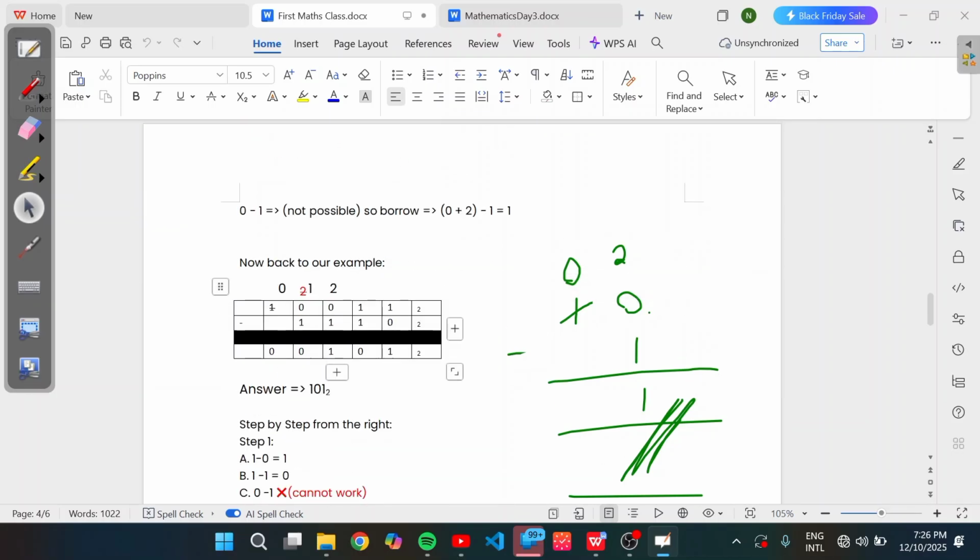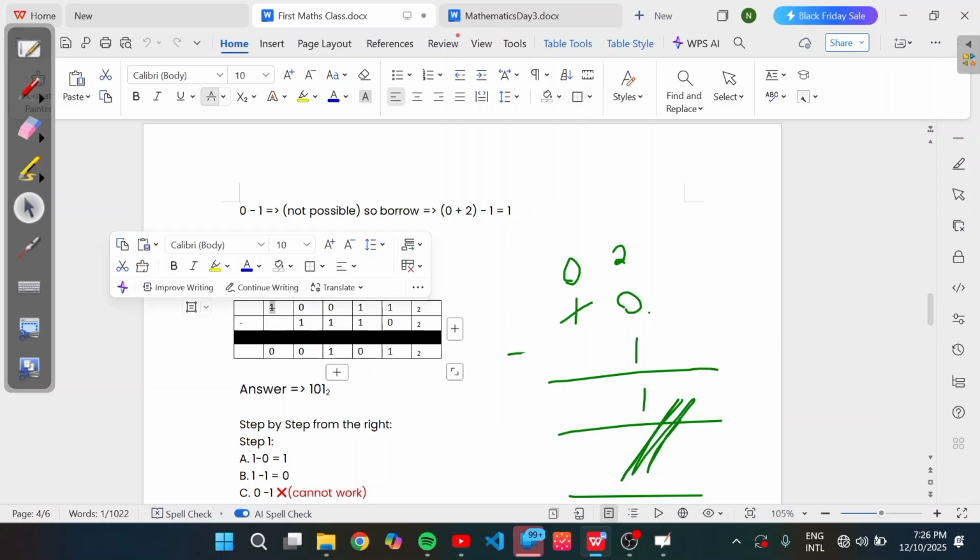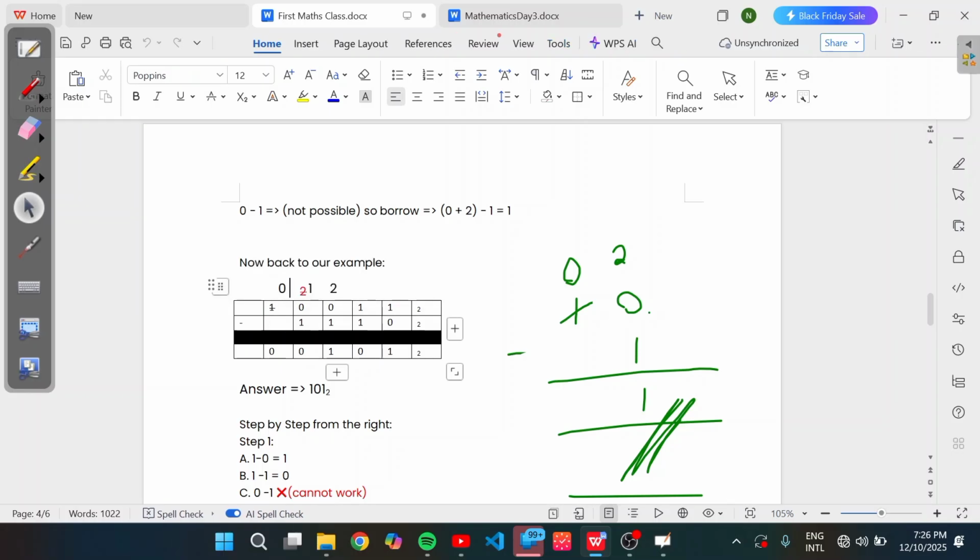Now let's look at this question. 1 minus 0, 1. 1 minus 1, 0. 0 minus 1. It's not possible, right? Okay. So we move to this number. Can we borrow from 0? No. So what do we do? We move to the next number. Can we borrow from 1? Yes. So after you borrow from 1, you're left with what? 0. Now, you take what you borrowed and put it here as what? 2. Because that's the base we were given.